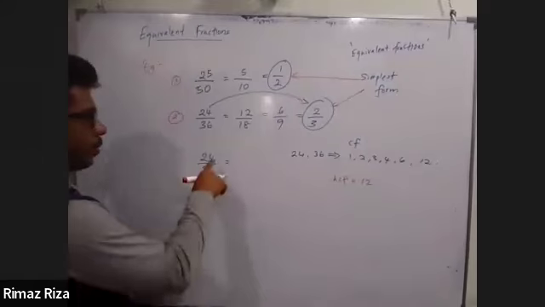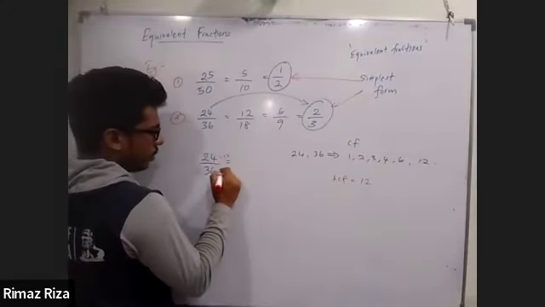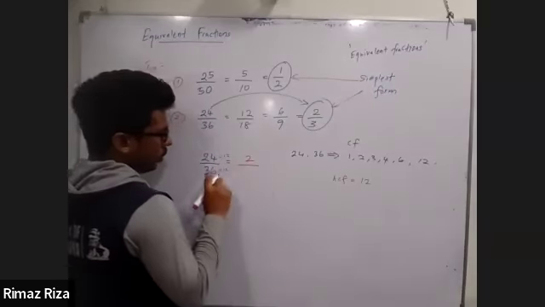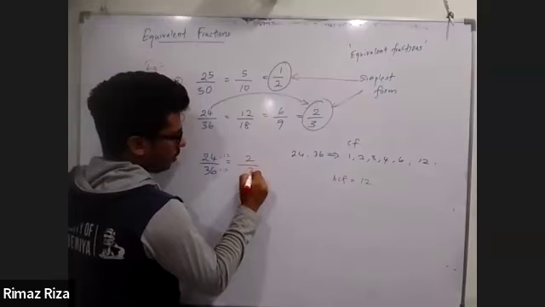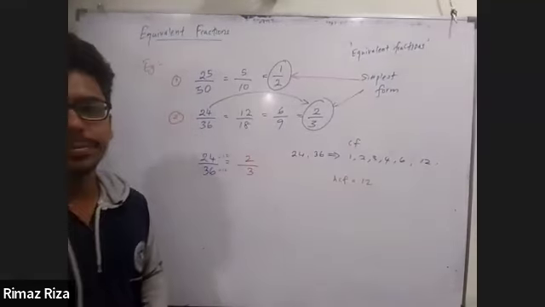So you have to divide both numerator and denominator by 12. Divide by 12, divide by 12. So 24 divided by 12 is 2. 36 divided by 12 is 3. Do you understand?